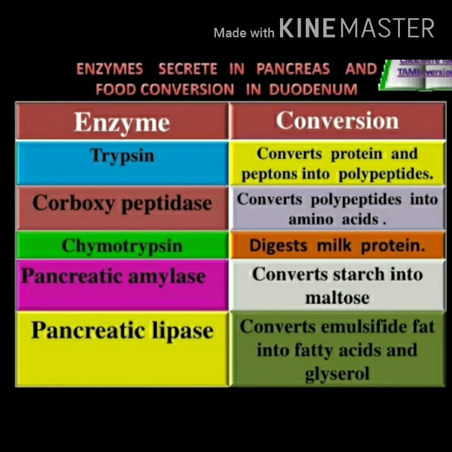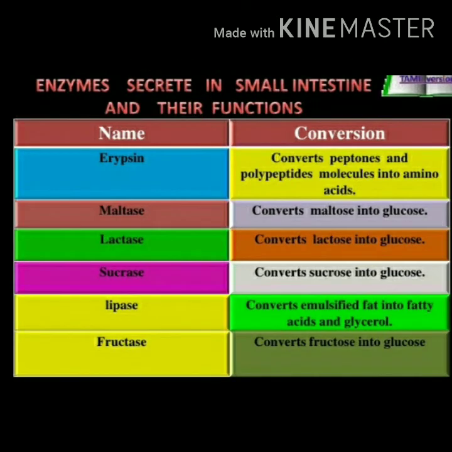Next is digestion by enzymes secreted in the small intestine and their function. Previously we discussed the role of pancreatic juice. Now we discuss the role of intestinal juice. What kind of enzymes are present in the intestine? Intestinal juice is called succus entericus. The enzymes contained in succus entericus are erepsin, maltase, lactase, sucrase, lipase and fructase. One by one we discuss them.